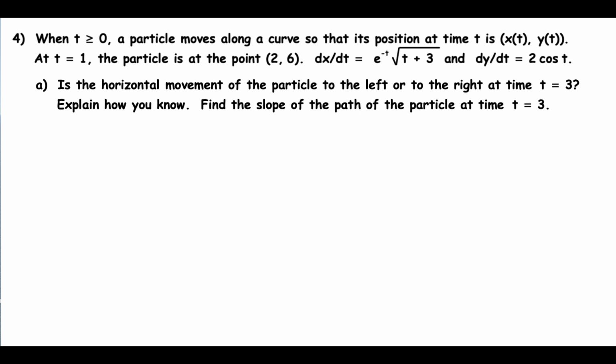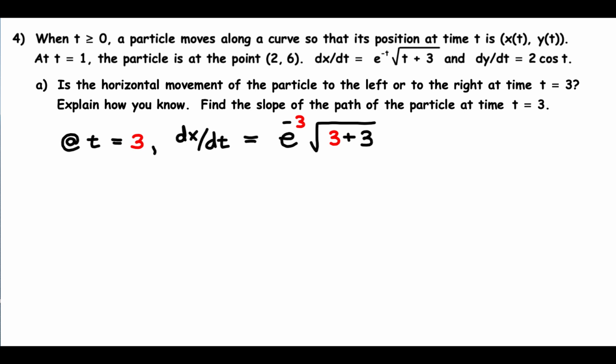Okay, is the horizontal movement of the particle? Well, that's only going to involve dx/dt. So let's try dx/dt, and we'll simply plug a 3 in, see if it's positive or negative. If it's positive, the particle will be moving to the right. If it's negative, the particle will be moving to the left. It's that simple. That'll be my explanation. Let's see which way it's going.